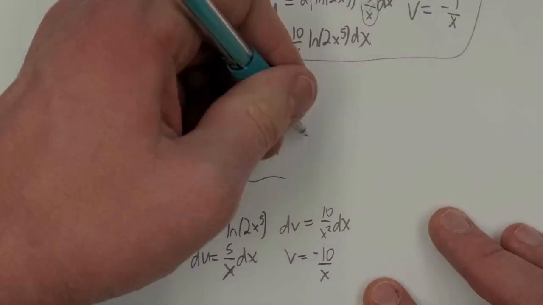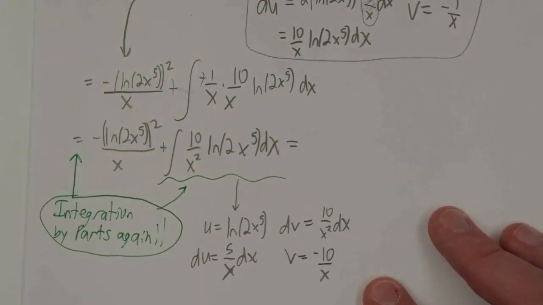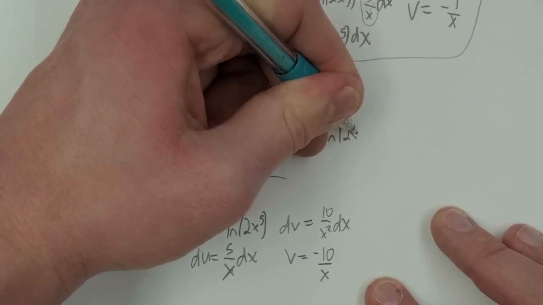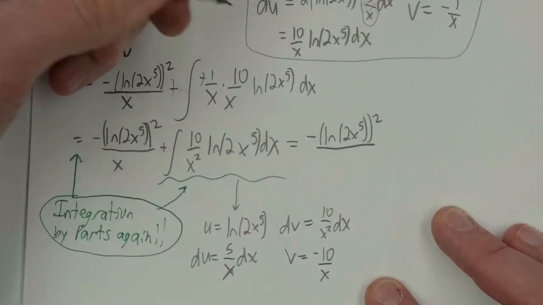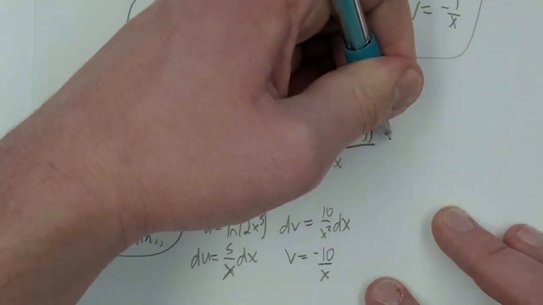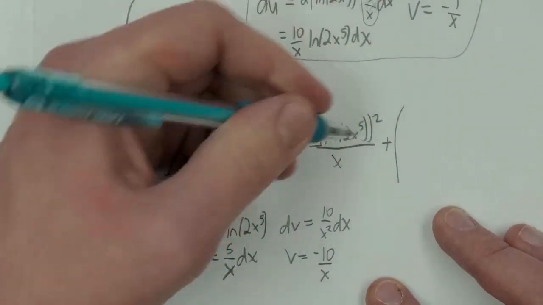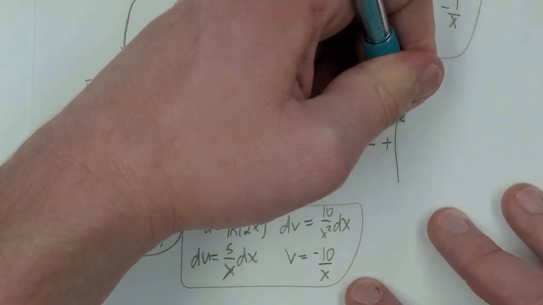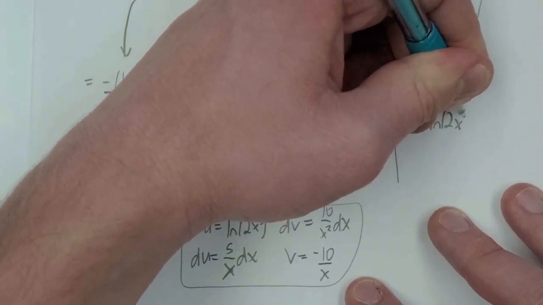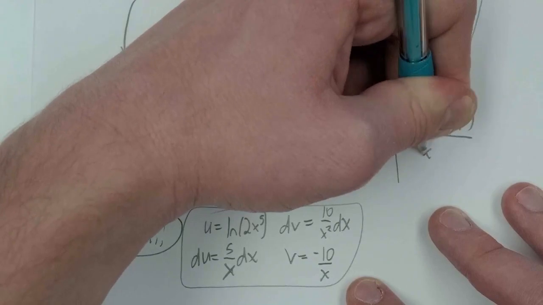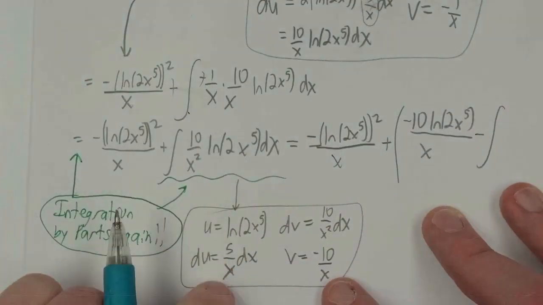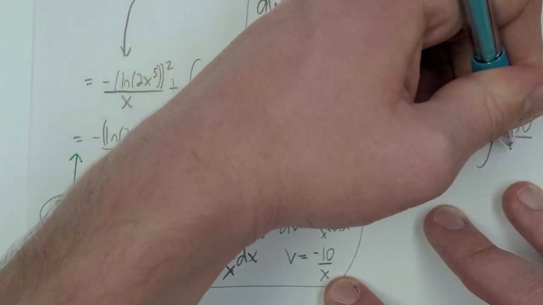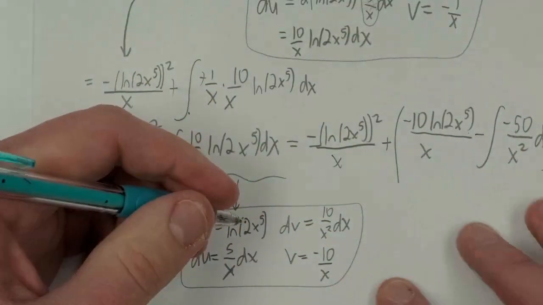So with all that in mind, let's go ahead and write everything out. So we have the first term here, negative natural log of 2x to the 5th, quantity squared, over x, and then plus u times v, which would be negative 10 times natural log of 2x to the fifth over x, and then minus v times du, so that would simplify pretty nicely into just negative 50 over x squared dx. Okay?